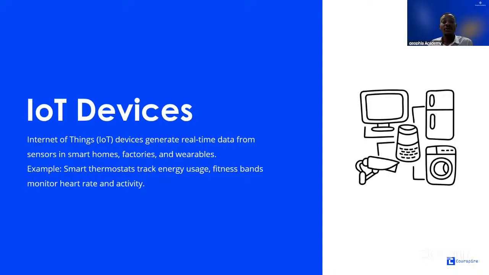Factories, and some of the wearables we have, like I said, your headgear and your wristwatches, are all considered Internet of Things. An example is a smart thermostat that tracks your energy usage, or fitness bands that monitor things like your heart rate and your activity, how you walk, whether you are running or exercising. For those people who are active in the gym, they use it a lot. All right, so these are all considered Internet of Things.